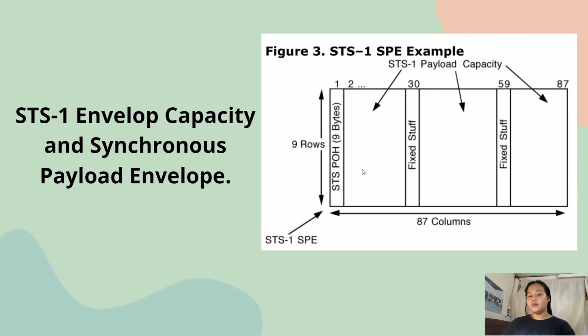STS-1 POH or path overhead, and the next two columns, columns 30 and 59, are not used for payload but are designated as the fixed stuff columns. So the remaining 756 bytes in the remaining 84 columns are designated as the STS-1 payload capacity.